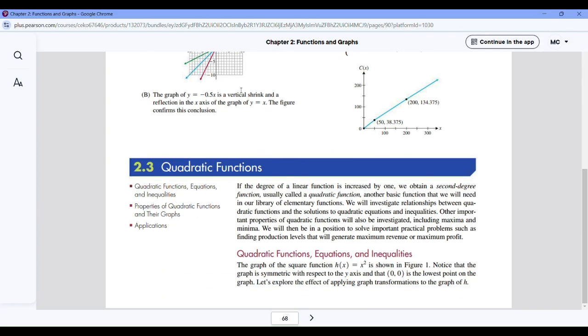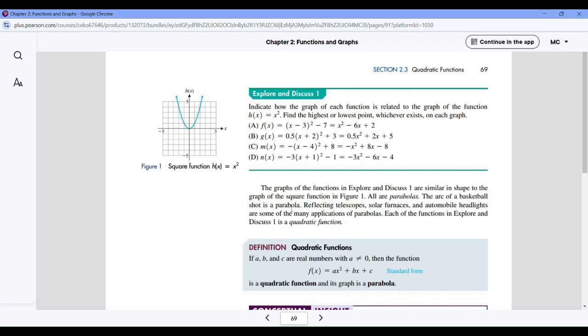Alright. Quadratic functions. If the degree of a linear function is increased by 1, we obtain the second degree function, which is called a quadratic function. Another basic function, one of our parent functions. So here, a quadratic function, equations and inequalities. This is going to be our basic parent function, x squared, which should be shown on the next page. There's x squared. So there are ways that we can move it. We can move it up, down, left, right. We can kind of multiply it, and we get all different kinds of things.